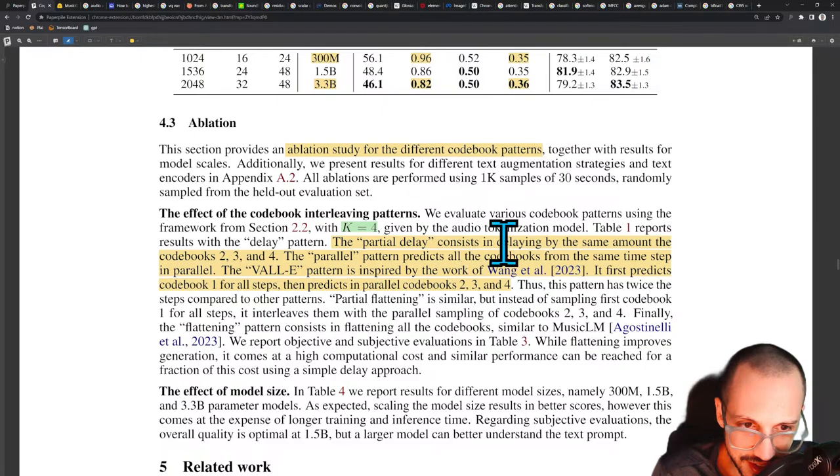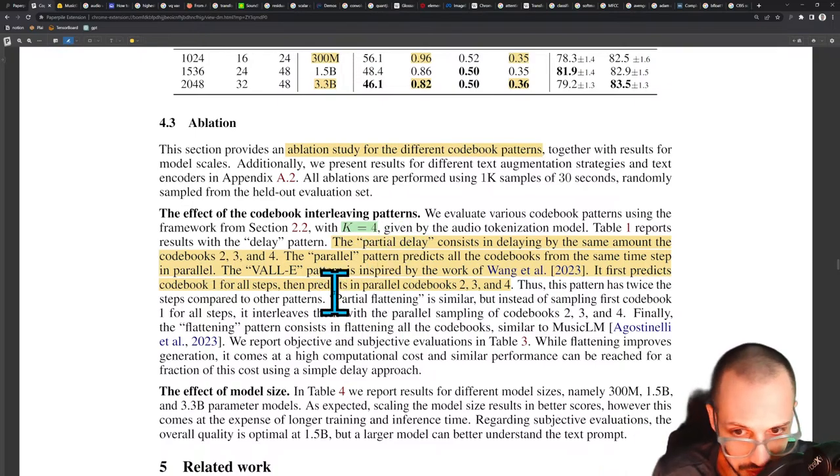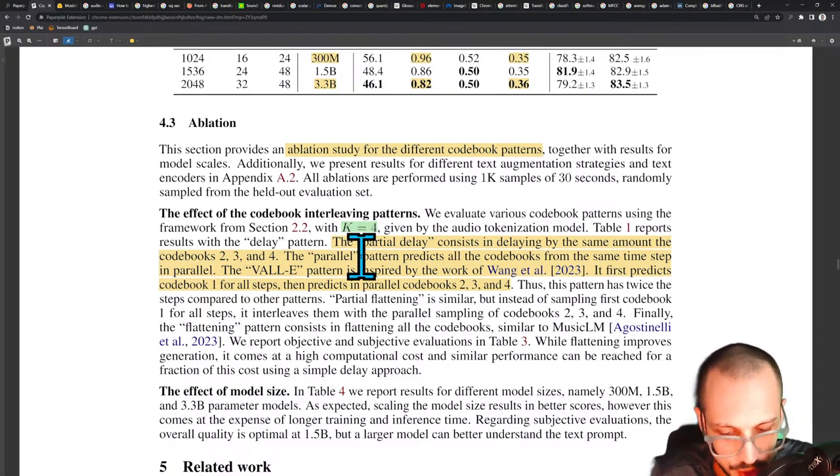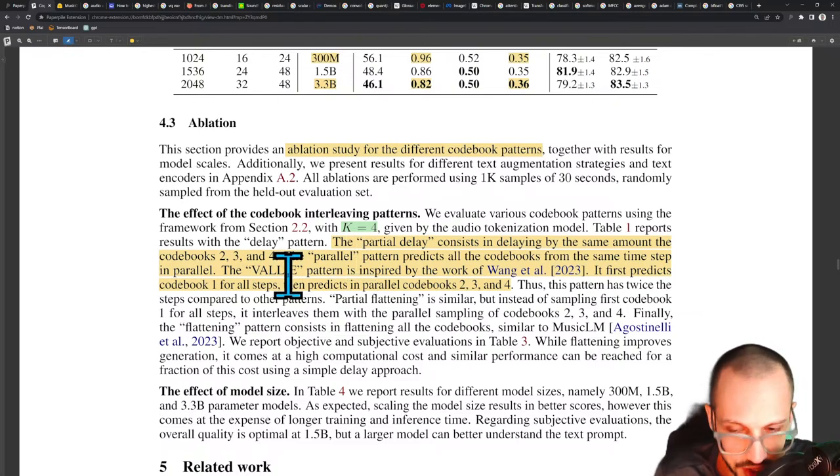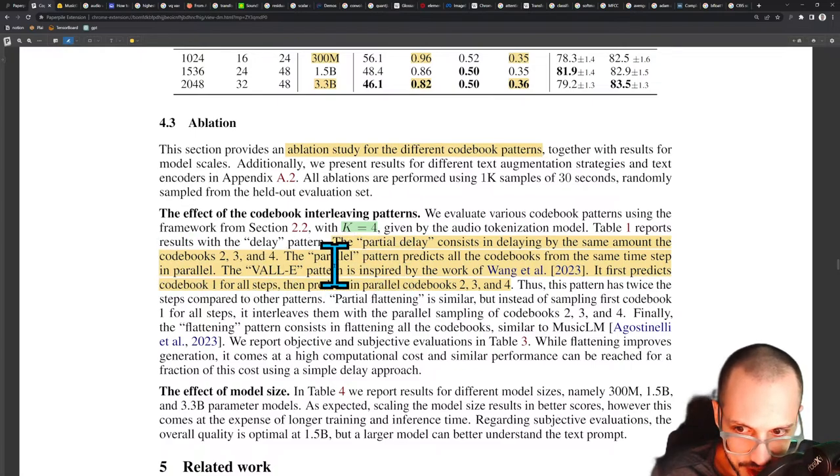Partial delay is where you delay the same amount for codebooks 2, 3, and 4, right? You have 4 codebooks, and the first codebook is the one that has the most signal, so that makes sense. Parallel pattern means you do all of them at the same time, but because you're doing all of them at the same time, you're not capturing the dependence that they have, right? So you're potentially missing out on something there. And then the valley pattern seems to be a combination where you do the first one and then you do 2, 3, and 4 in parallel.